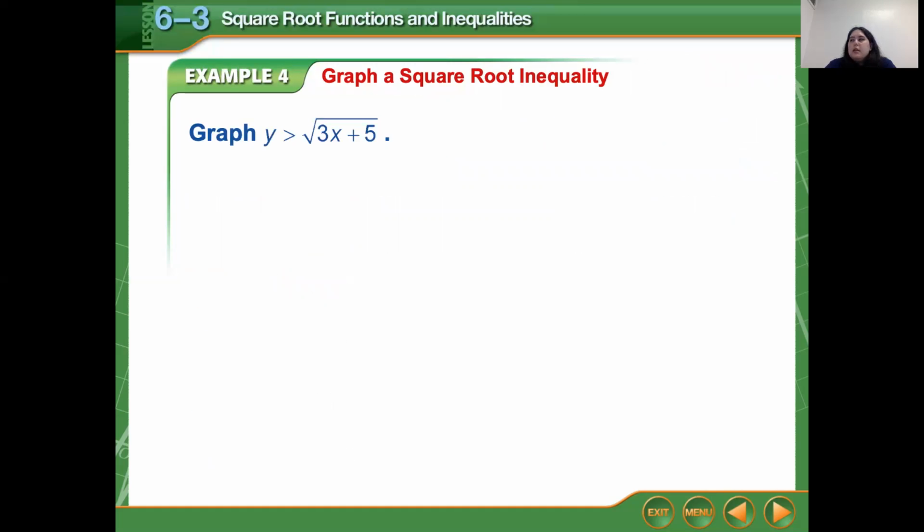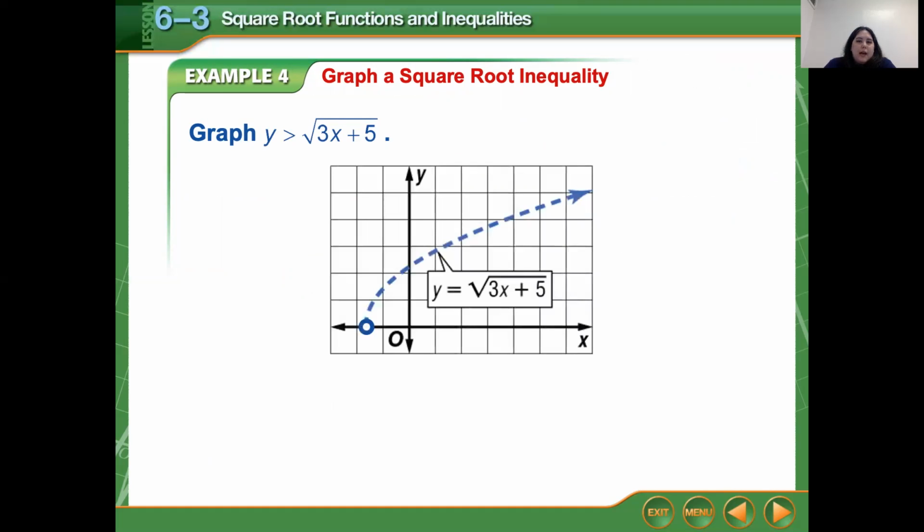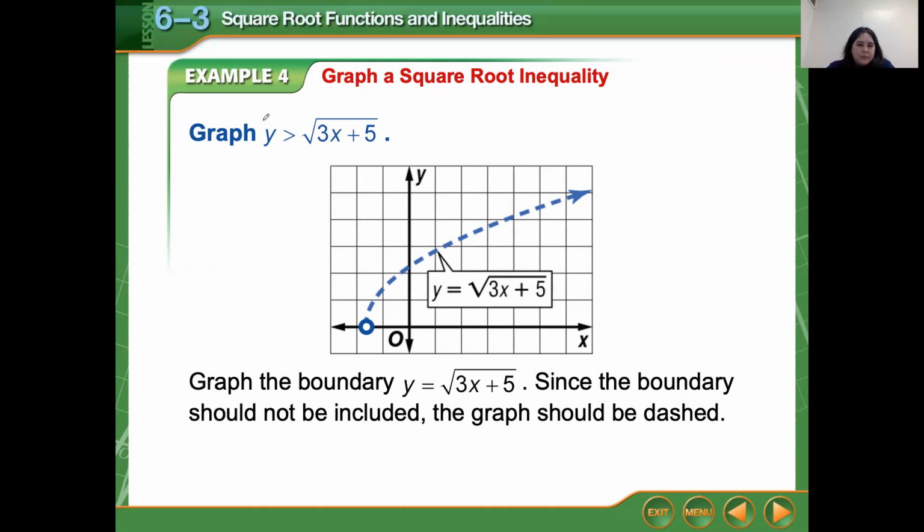All right, so now taking a look at square root inequalities. So we're going to go ahead and graph. Pretty much you can graph y equals the square root of 3x plus 5, and then see what the graph actually looks like. And then because we have a less than or greater than symbol, there's no equal to, we get a dashed line. And then we can go ahead and test a coordinate point to see if we shade above or below.